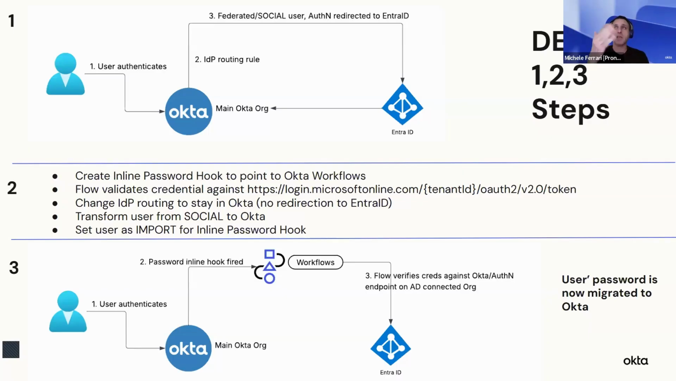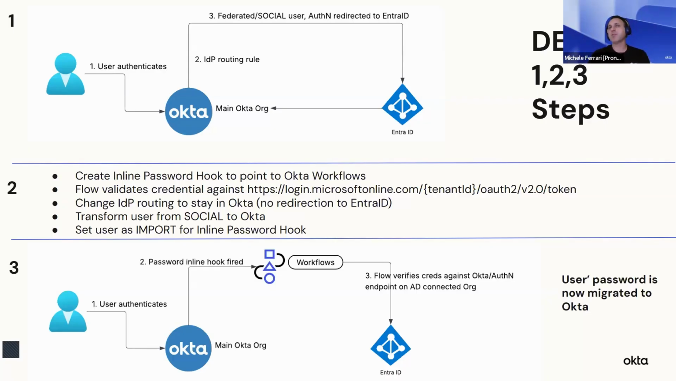This demo is in three steps. I'm doing this demo to demonstrate how we can use password inline hook to migrate the password from Entra ID into Okta. It's Entra ID today, but it can really be anything. In the first step, I'm going to authenticate into Okta. Okta doesn't know the password of this user because today this user is federated and Entra ID is the identity provider. So you will follow an IDP routing rule, which checks the UPN and the domain part of the UPN, and knows that it has to redirect to the identity provider, which is Entra.